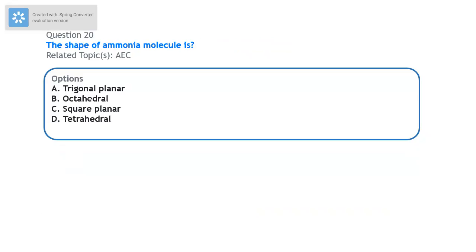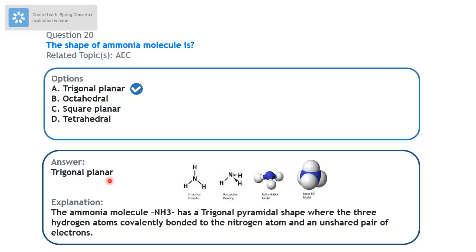Alright, the last question in this recording: the shape of ammonia molecule is trigonal planar. That's the shape, it is trigonal planar.